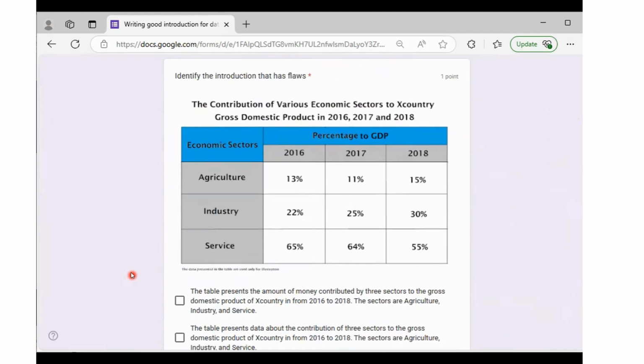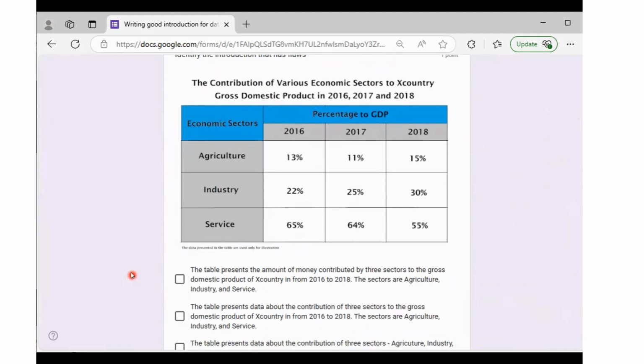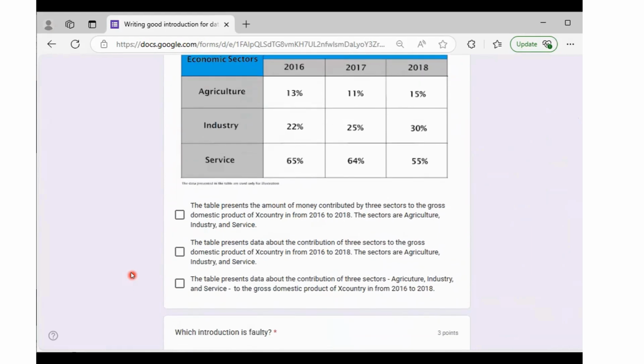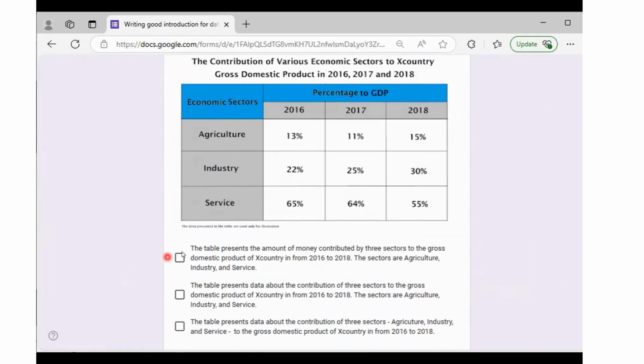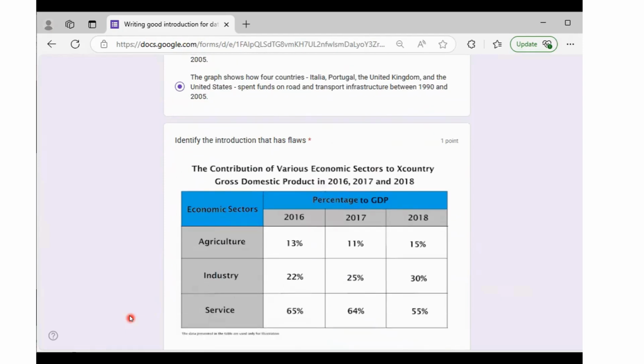Which introduction has flaws? Identify the introduction that has flaws. The table presents the amount. No, it's not about amount. The figures are in percentage. So this first one has a flaw. The table presents data about the contribution of 3 sectors to the gross domestic product of X country from 2016 to 2018. This number 2 is correct.